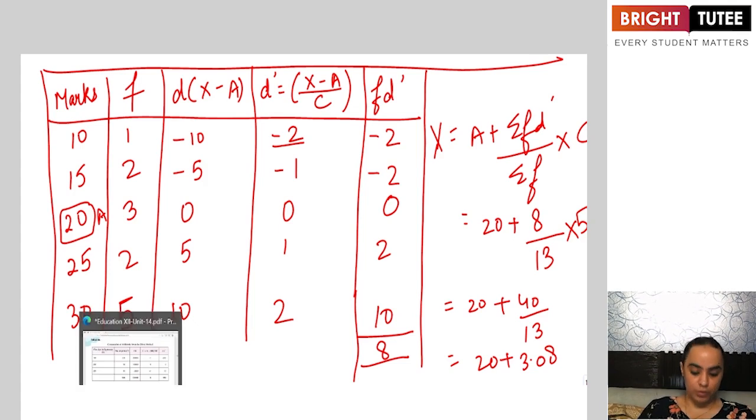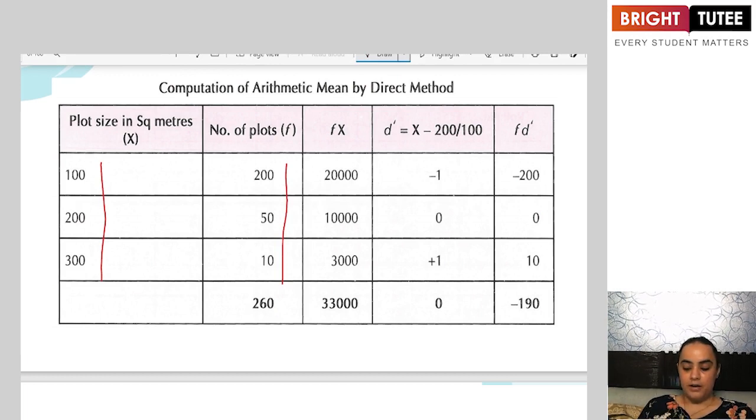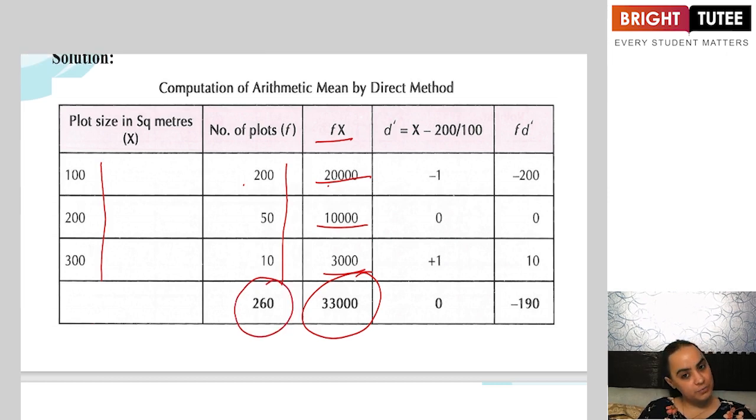Let us look at your book now. The same thing has been told in your book. You see, this is your x, 100, 200, 300. This is your frequency which is given to you. If we calculated by direct method, what was it? Fx divided by sum of f. So 100 into 200, 20,000. 50 into 200, 10,000. 300 into 10, 3,000. So sum of fx 33,000 divided by sum of f 260 was how I used my direct method.